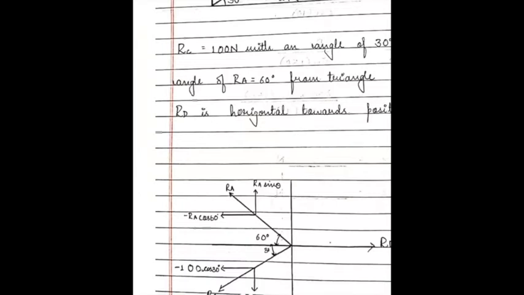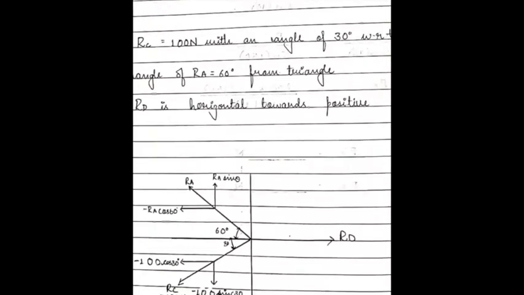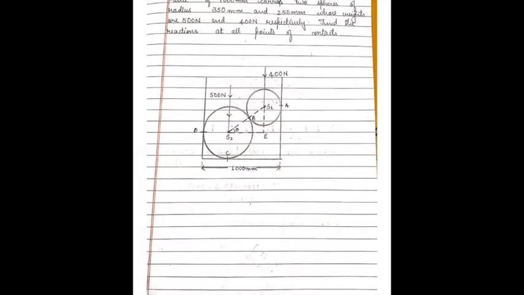Is everything clear here? Now everyone please take out your calculator and equate to 0. Summation of H is equal to 0. Summation of V is equal to 0. Please observe, when you are taking sigma H, RD is taken positive. When you are taking sigma V, minus 200 is taken negative.